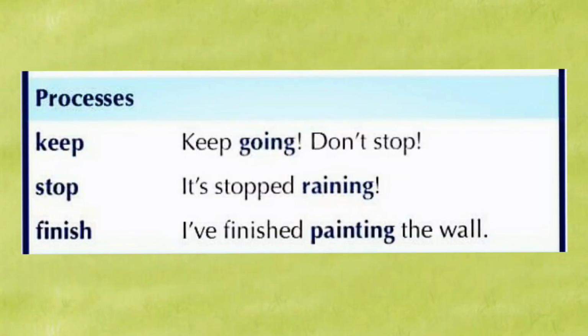Now let's see the process. After process sentences like keep, stop, finish comes the gerund. Keep going, don't stop. It stopped raining. I have finished painting the wall. That is, after keep, stop and finish comes the gerund: going, raining and painting.